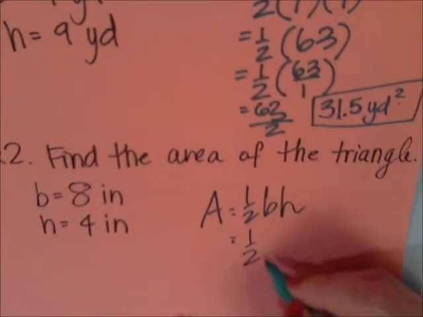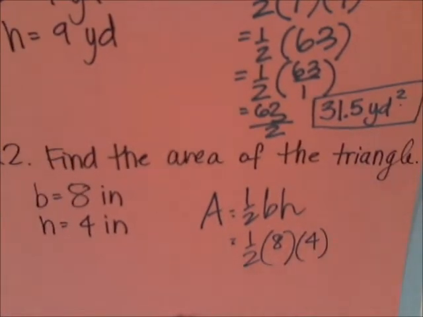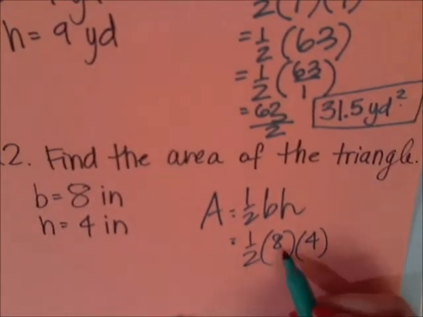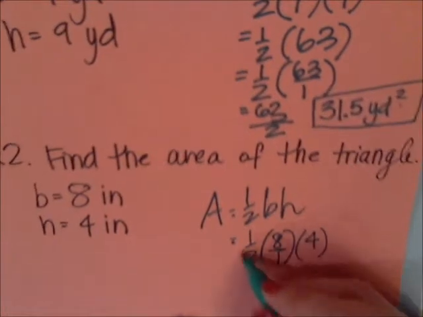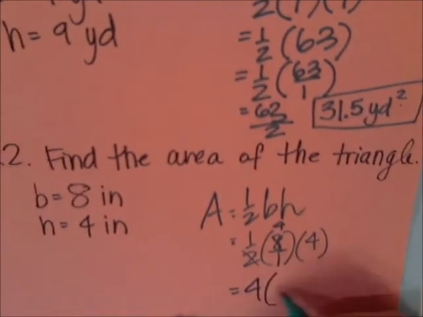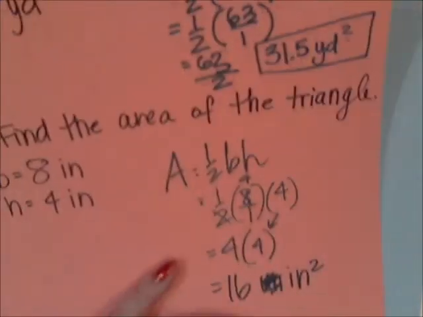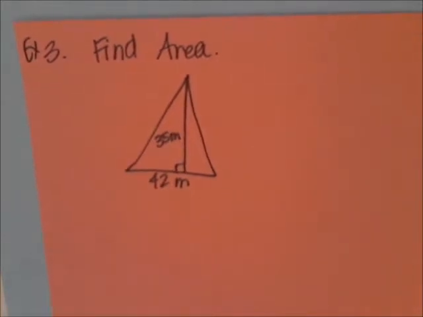And we're going to go half times base, which is 8, times height, which is 4. Some of you may want to just go half times 8. I'll put that over 1, which would be 4. So half times 8 is 4, and then we're going to multiply it times this 4, and then I get 16 units. Ooh, no, it's not units, it's inches squared. There it is.